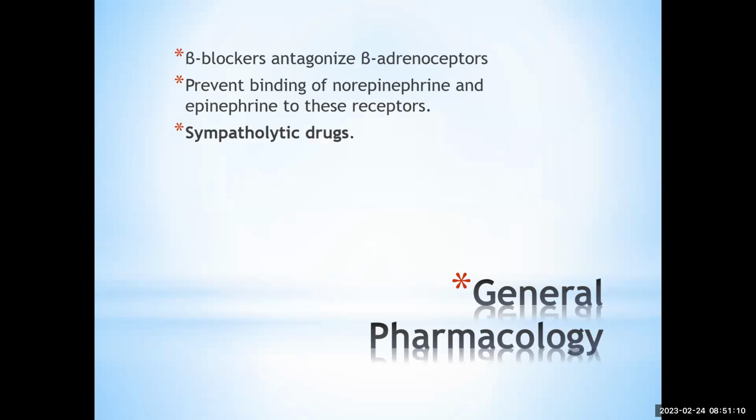So in general, the beta blockers will antagonize beta adrenergic receptors. The ligands for beta adrenergic receptors are norepinephrine and epinephrine. Because these drugs inhibit components of the sympathetic nervous system input, they are referred to generally as sympatholytic drugs.